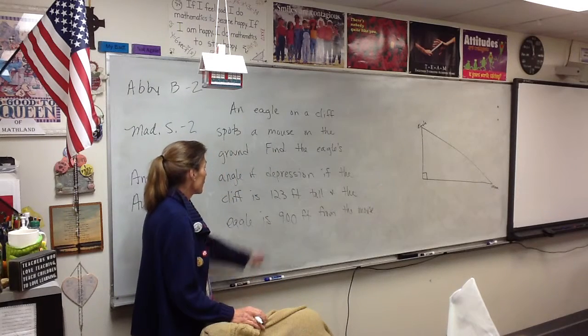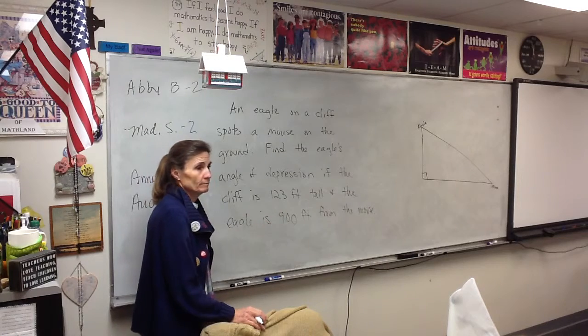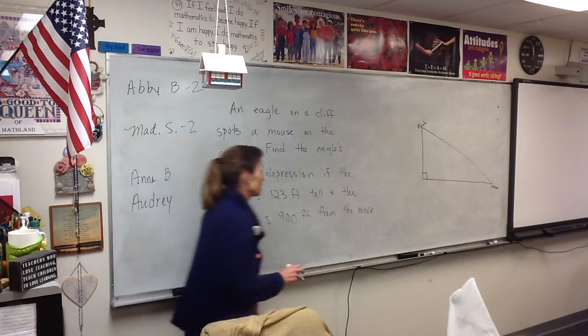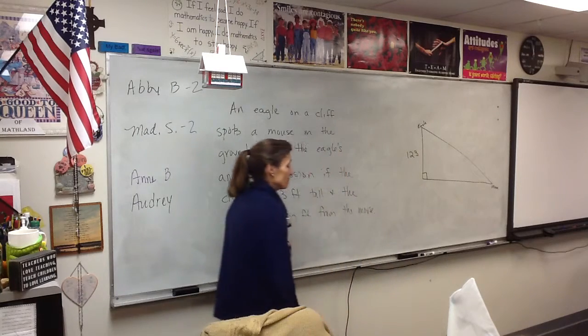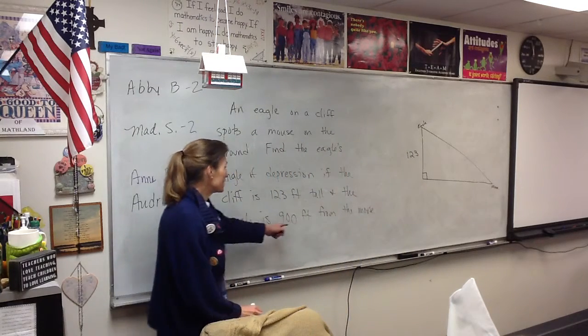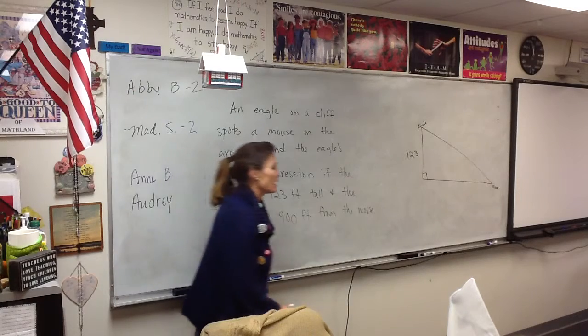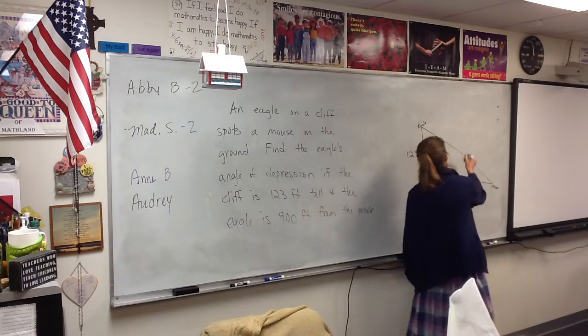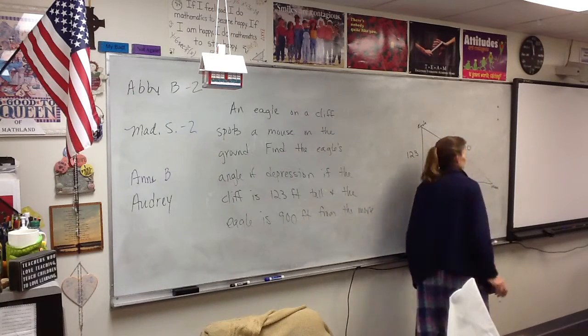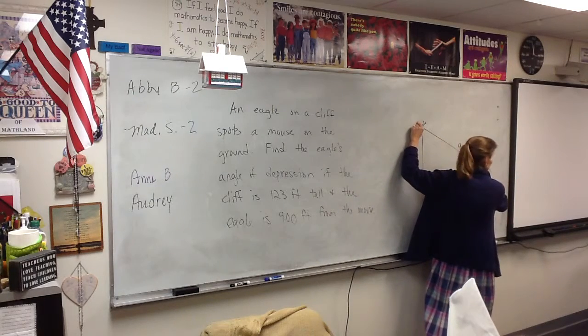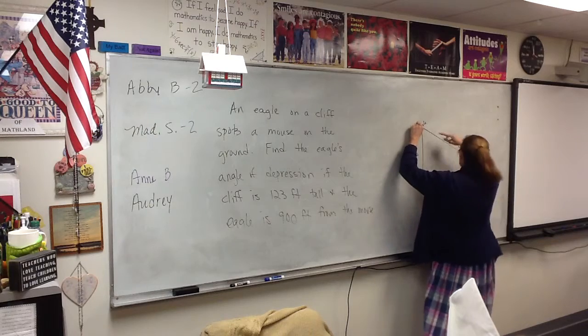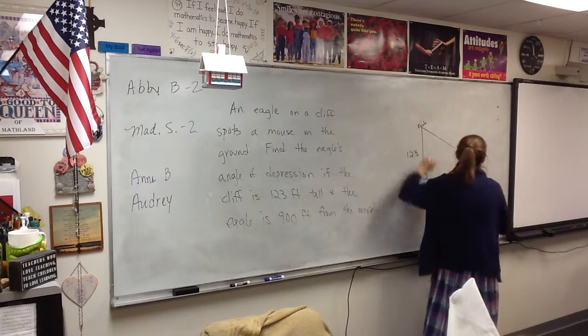Miss Ford, where do I put the 123? On the far left side. 123 is the vertical, right? Vertical, that's the cliff. Where do I put the 900? On the hypotenuse. Here's the eagle, here's the mouse, they're 900 feet apart. The distance between my fingers is 900.